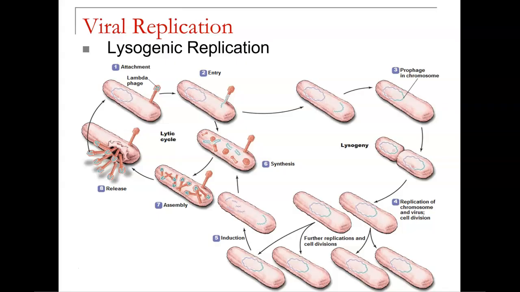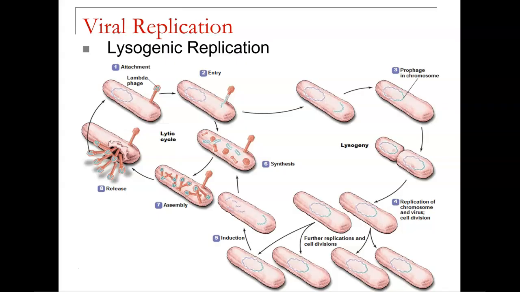Next, we're going to have entry. So the virion or genome is going to enter that host cell, leaving the other parts behind. The host cell's DNA is not destroyed here. The virus remains inactive, in what's called a prophage. The third step, we have the prophage in the chromosome. So it's going to be inserted into the DNA of that host cell.